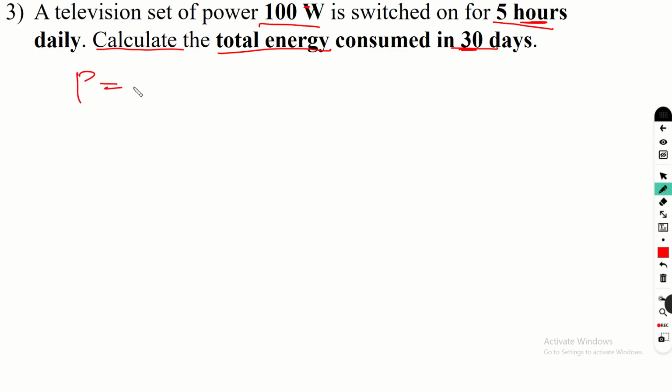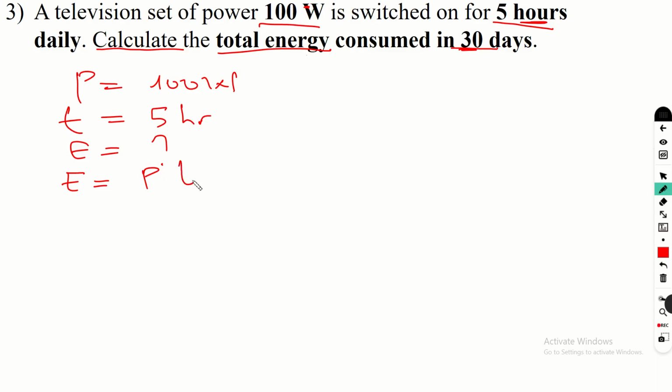So how do you go and take the things I've given? P is equal to 100 watt. Time I've given, which is equal to 5 hours. And they're asking you to look for E, which is what? You don't know. But E, which is energy, is same as power times what? Time. So you have to multiply it. So power times time will be, the power is 100 watt times time, which is 5 hours. So that gives us 500 watt hours.